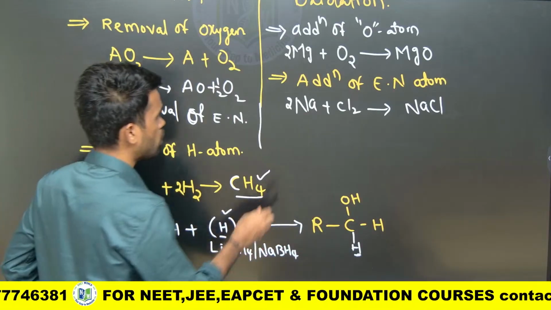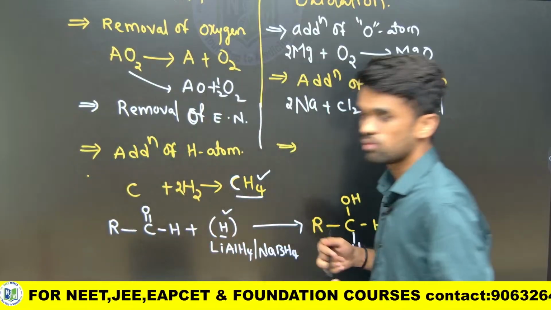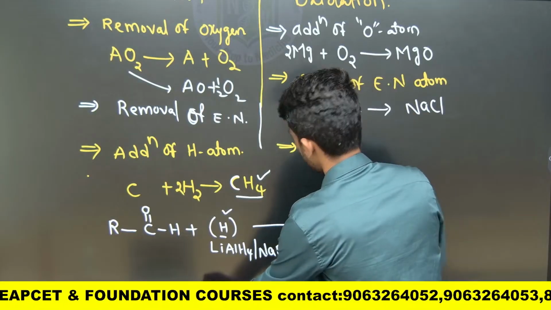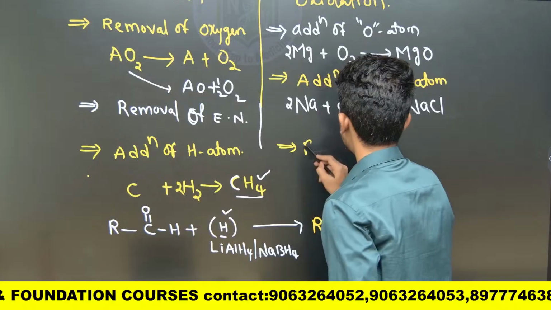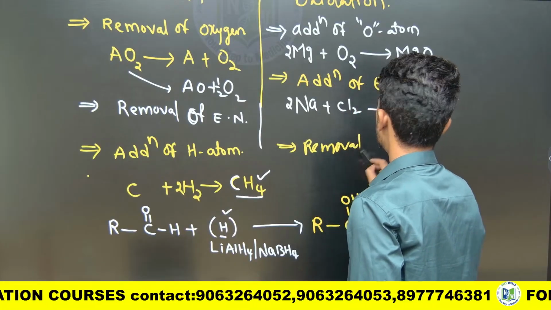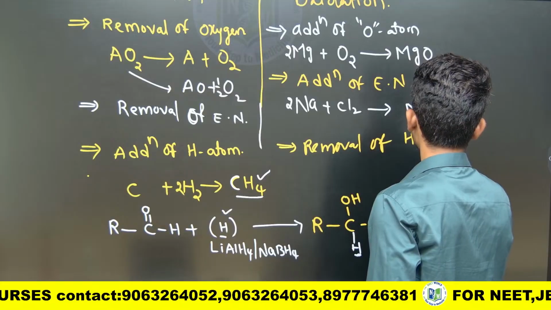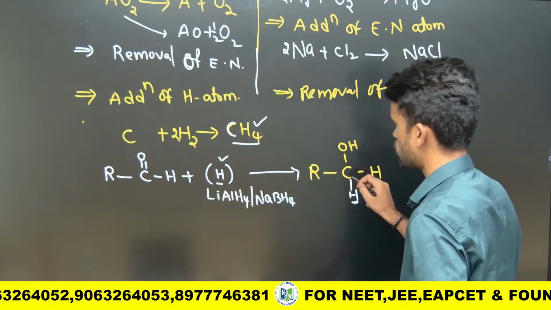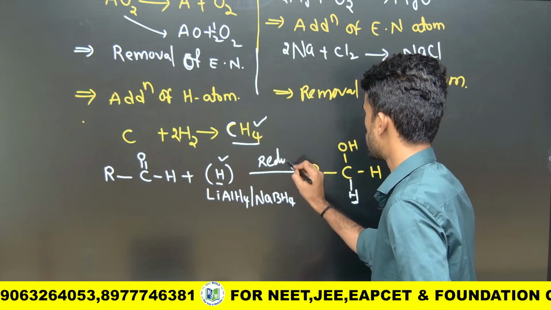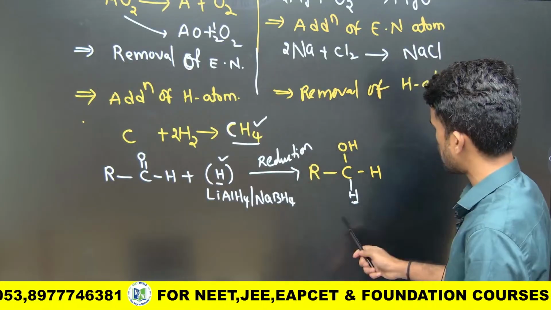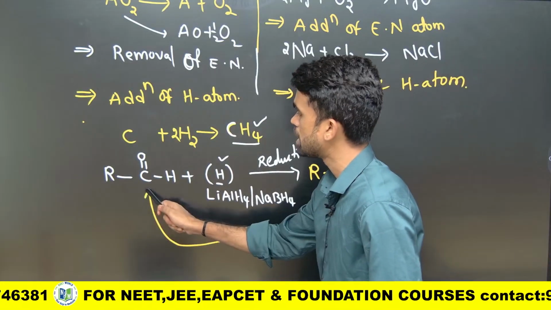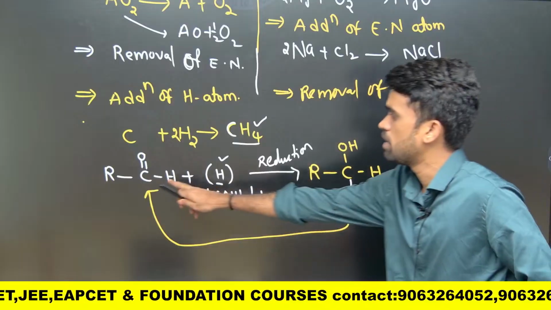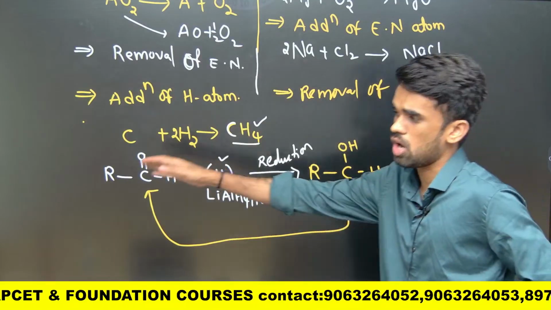Hope it is clear. Now the reverse of this, what can I say? Removal of hydrogen atom. It means reverse of this. For example, here what is this process I told you? This is reduction, right? So reverse of this means I wanted to convert this alcohol to this aldehyde. So I wanted to remove this hydrogen from here so that we will get this aldehydic product or some carboxylic acid product.